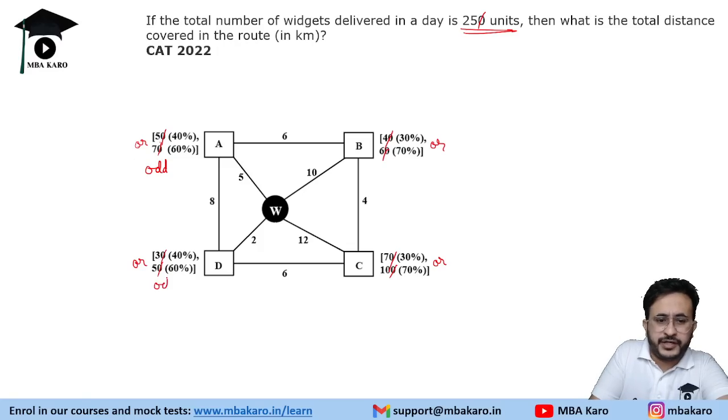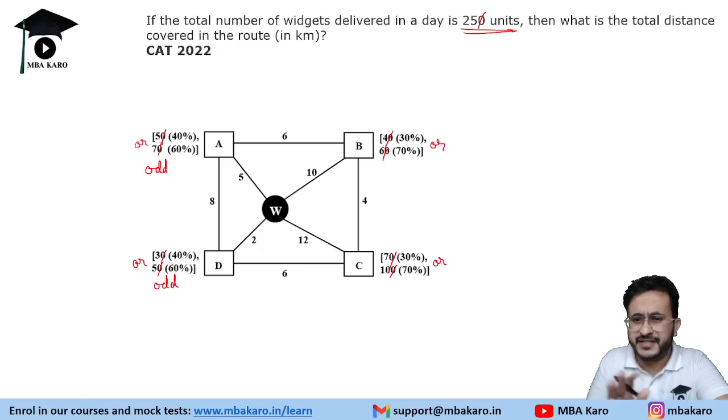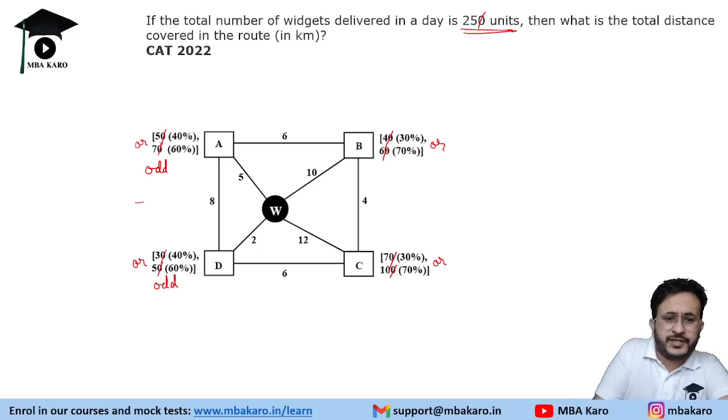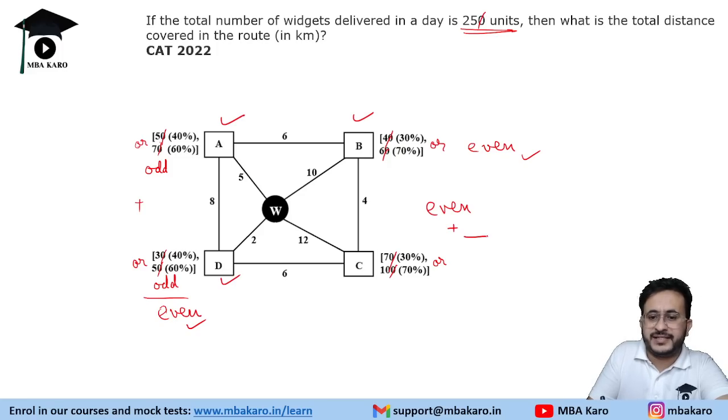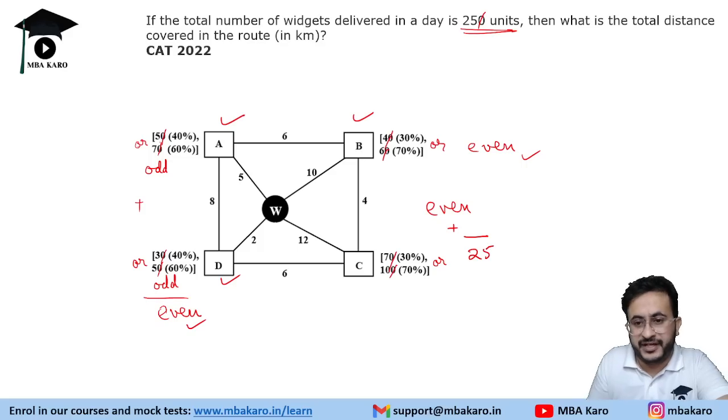This is also an odd number, 3 or 5. Whatever it is, it will be an odd number. Odd plus odd will give you some even number, right? And this is an even number. So odd plus odd is even, plus even is even. So far, adding these three values has given us an even number. And we need to add some number to an even number to get 25.